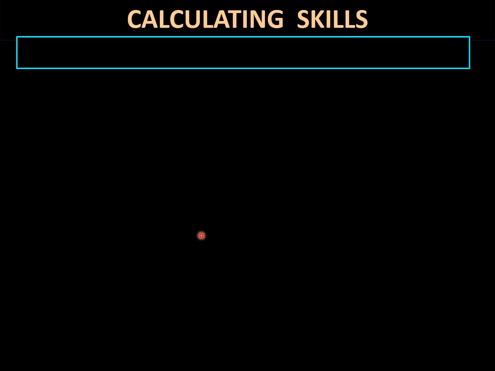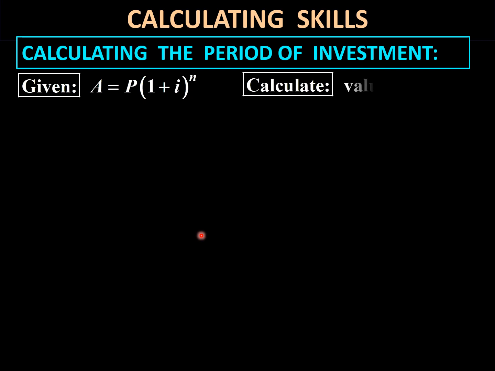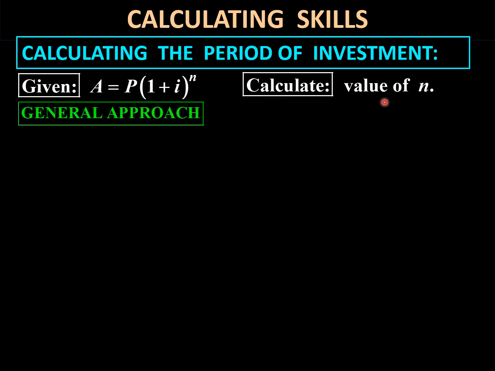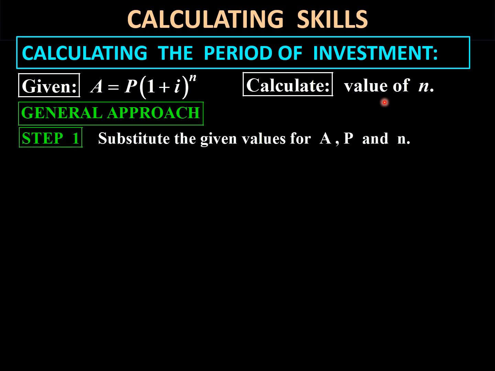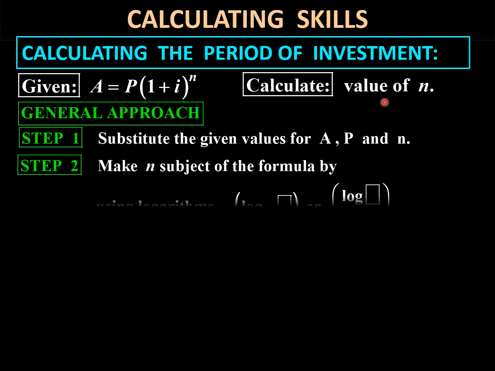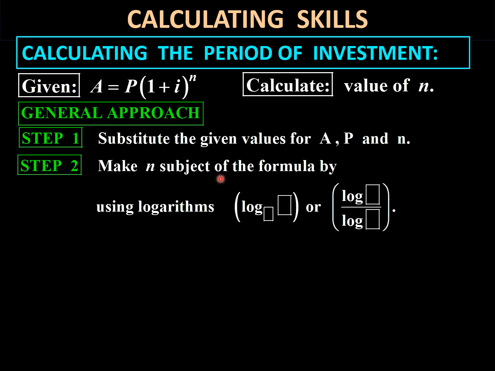Next, we want to look at calculating the period of investment. So let's take a compound growth again, and we want to work out the n value, the period of investment. The general approach here again, preferably always do the substitution first. Then we'll make n the subject. And in this case, to make n the subject, we'll have to use logarithms. You can either use this key on your calculator, or if you don't have that, it will be the logarithm divided by a logarithm.